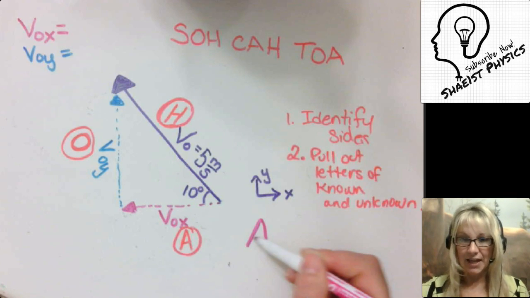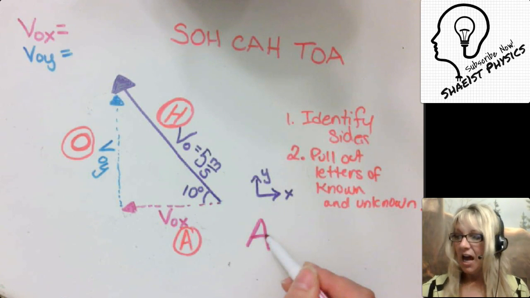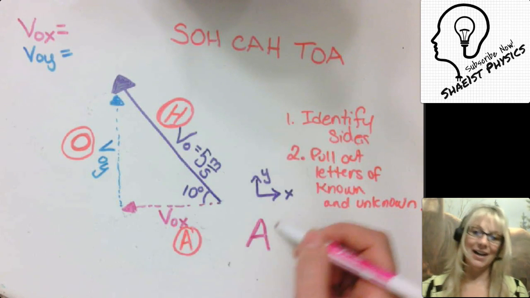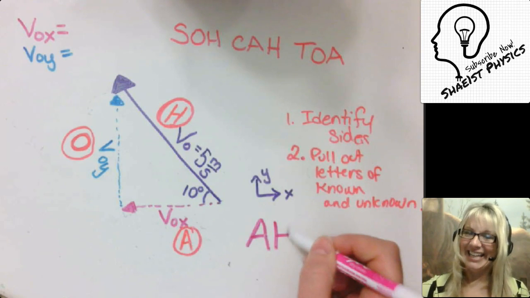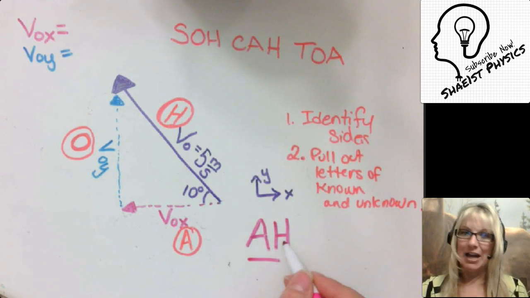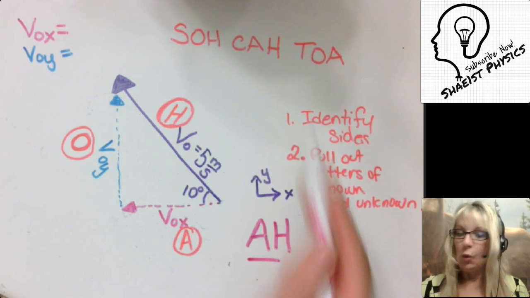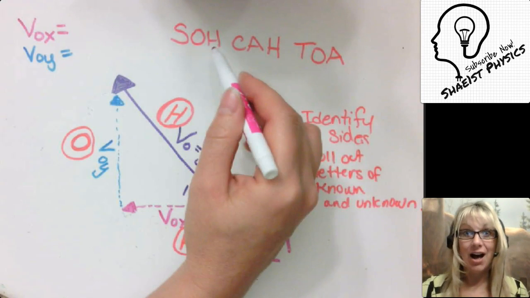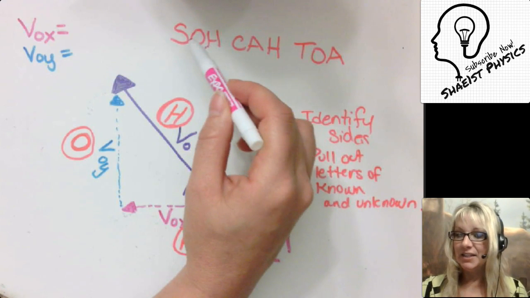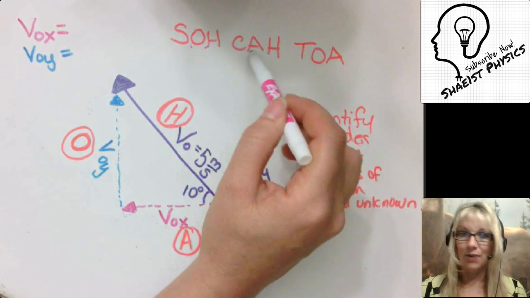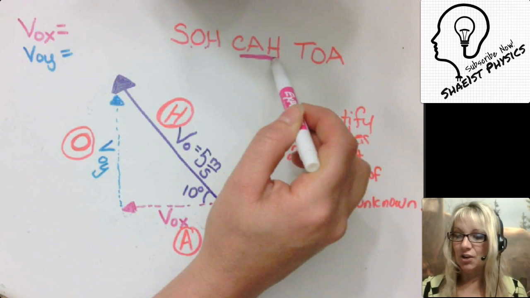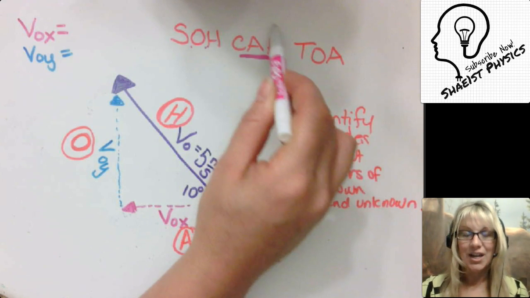So I'm going to write that letter down, A. I know my H, and I get it. I have A and H, so I find in my SOHCAHTOA up here which three letters have both in it. Well, this has an H but no A. This here has, there's an A right there. CAH has both an A and an H in it. So we are going to use CAH.